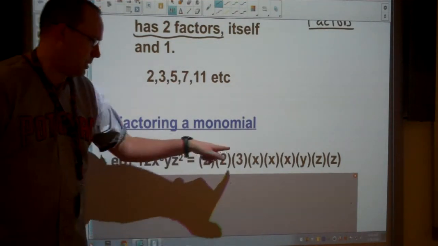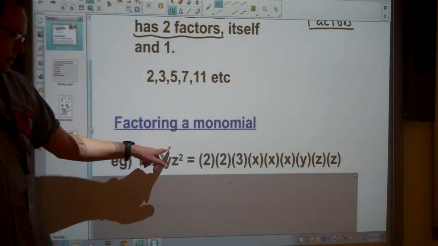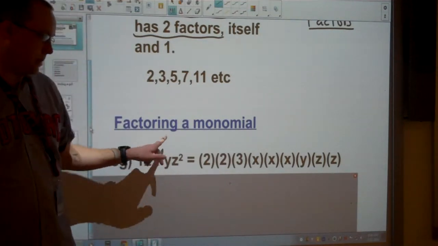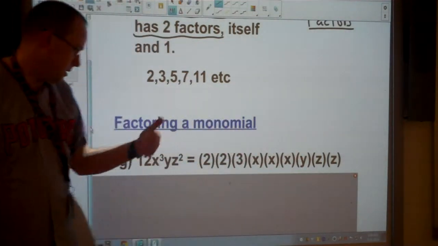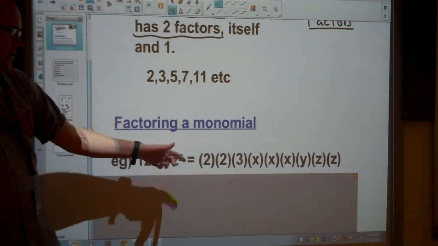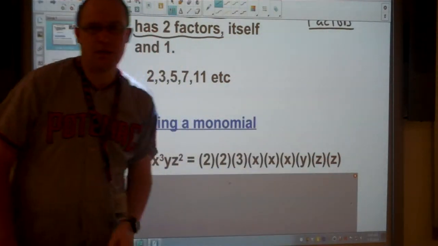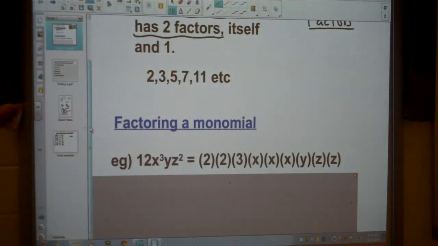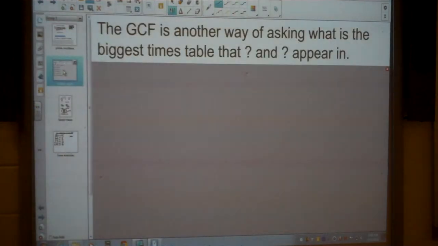X cubed, remember, just means x times x times x. As there's no power on here, we know that it's y to the 1, which is why there's just one y here. And then z squared, z and z, so we have 2 z's. So fairly easy to factor a monomial.